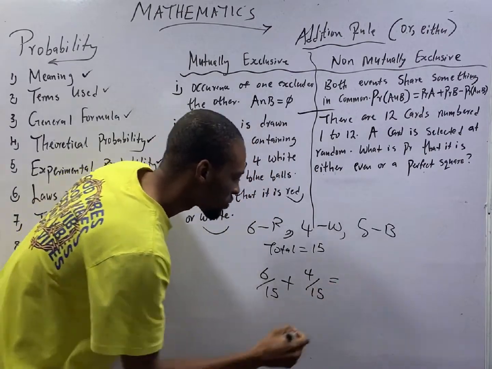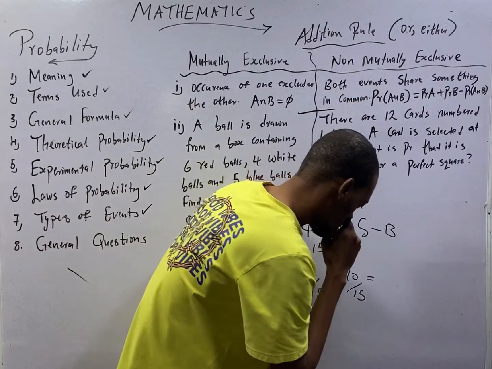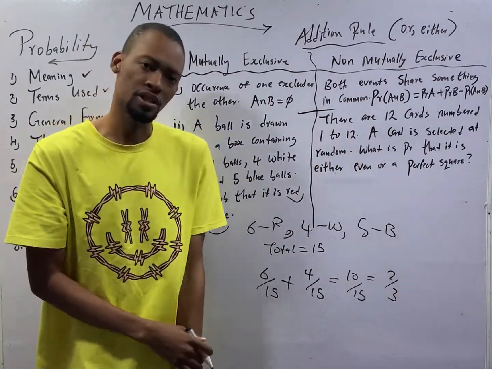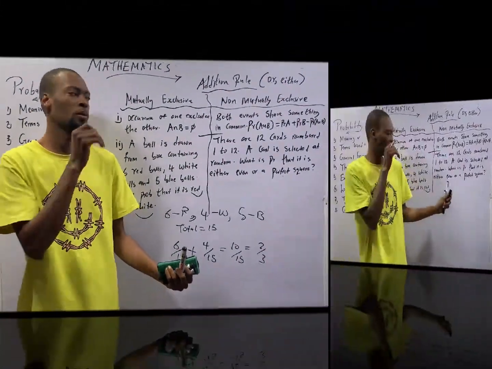And this is equal to 10 over 15. And this is equal to 2 over 3, if I am correct. Now, they do not have anything in common.